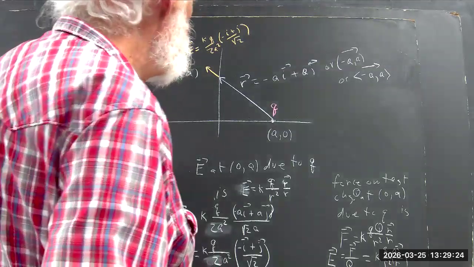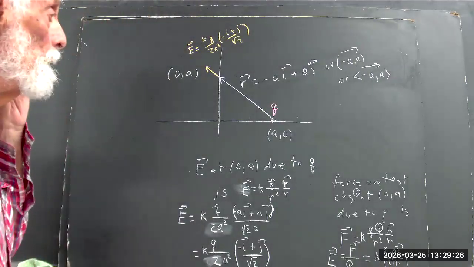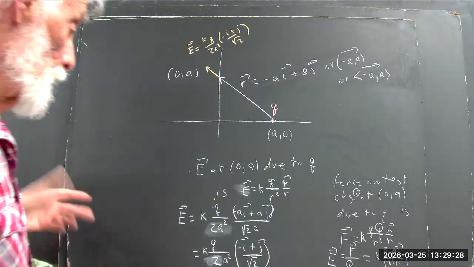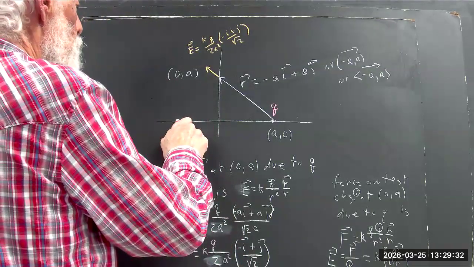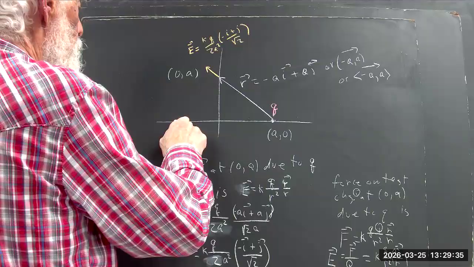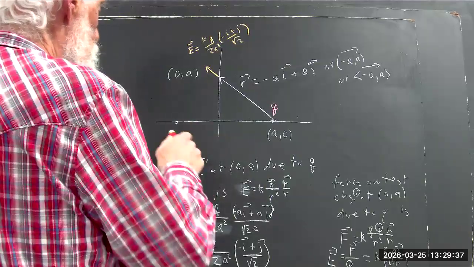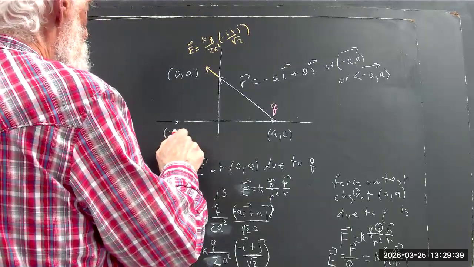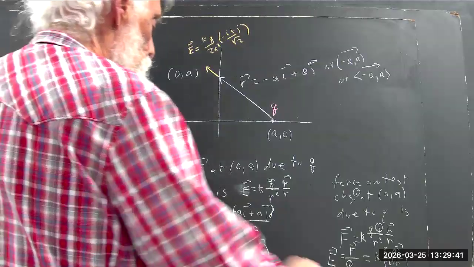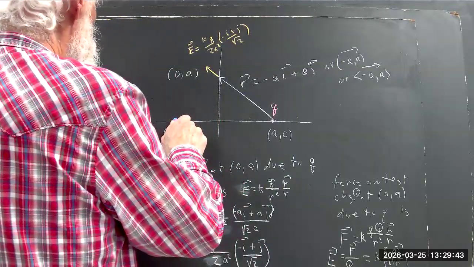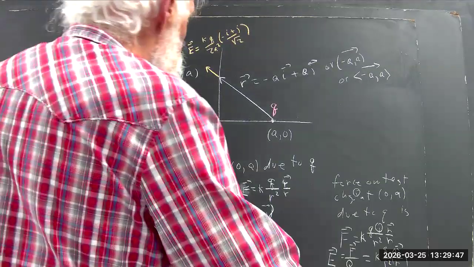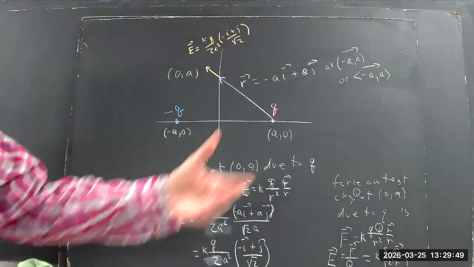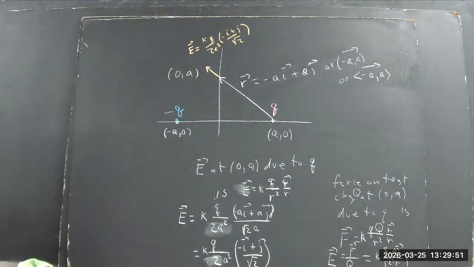Now, I want you to do the same thing for the charge at negative a, 0. Charge is negative Q. Do the calculation, finish the picture.